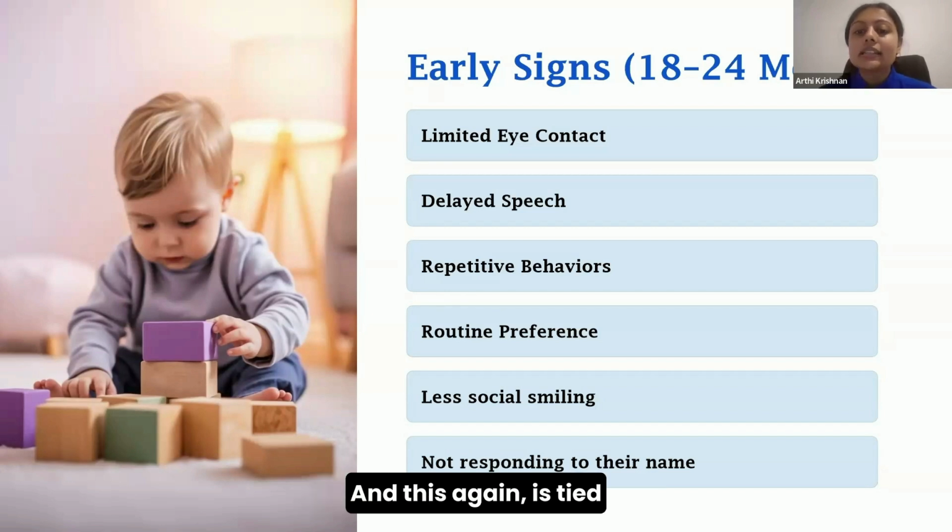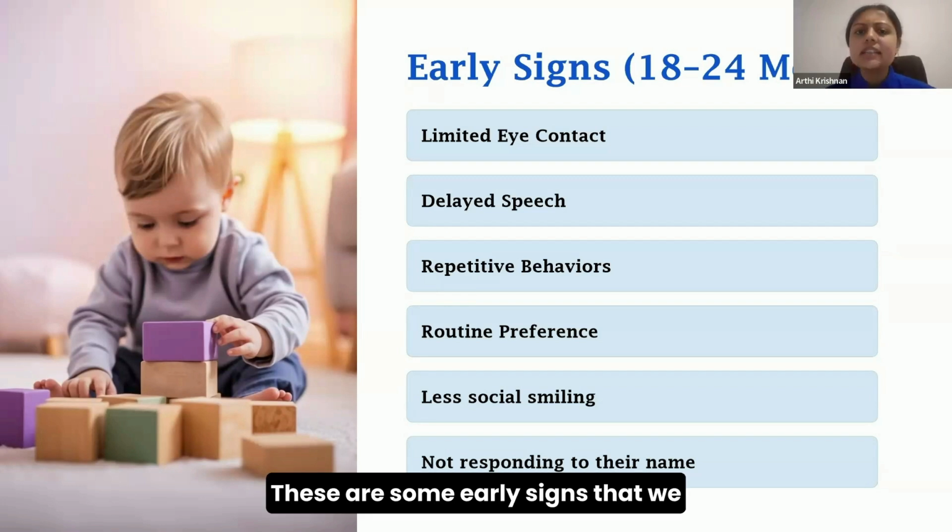And this again is tied to their other aspects, that is, preferring solitude, right? Preferring to engage in repetitive behaviors. So, while they do this, it's likely that they may not respond to their name. So these are some early signs that we can notice in children with autism spectrum disorder.